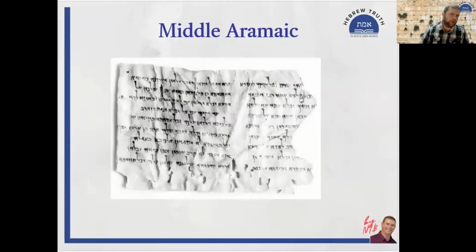Okay. So the Middle Aramaic, we have the language of the Targumim, right? The early translations of the Bible. We have the Dead Sea Scrolls. We have the language of the Nabateans. Okay, we have other sources that are in Middle Aramaic.